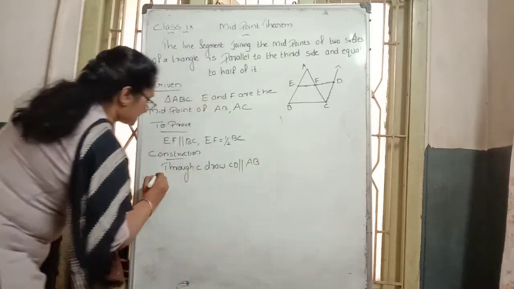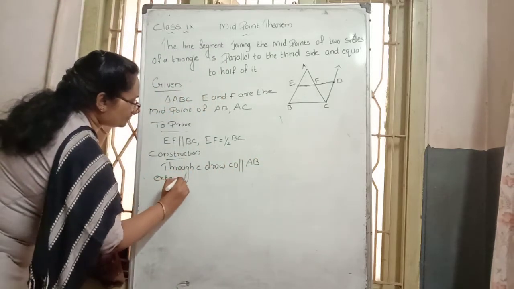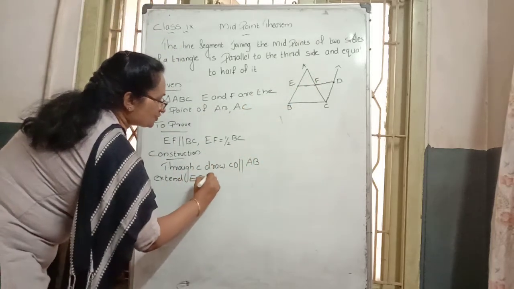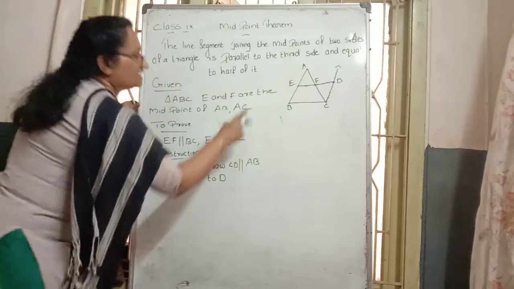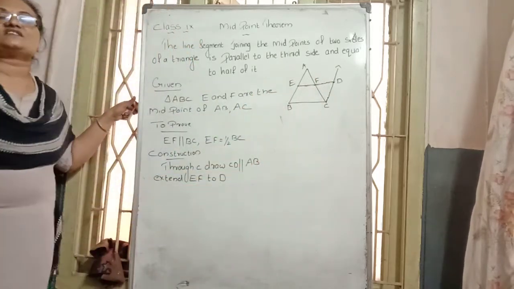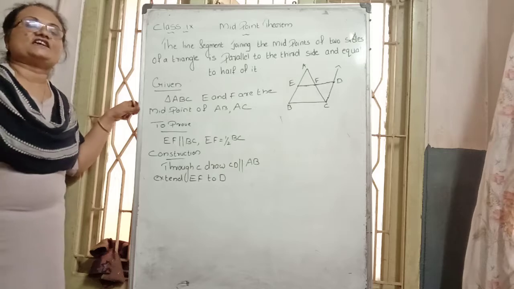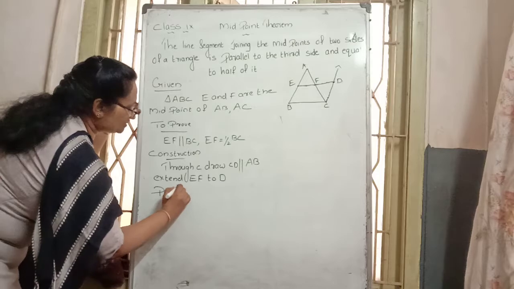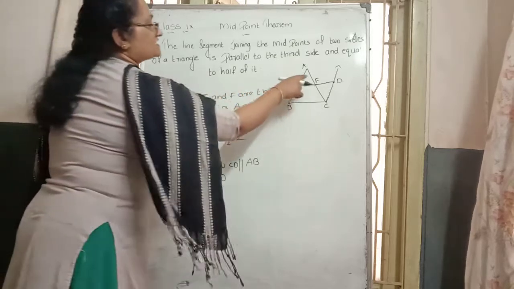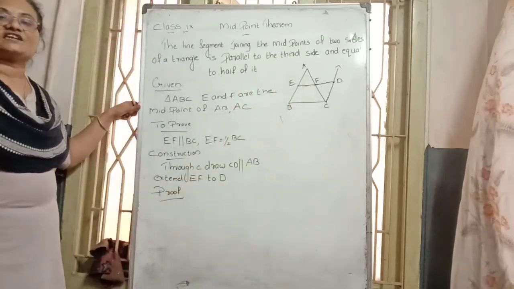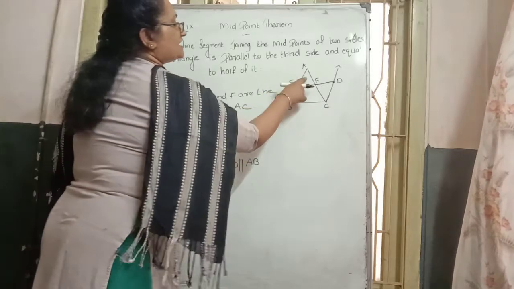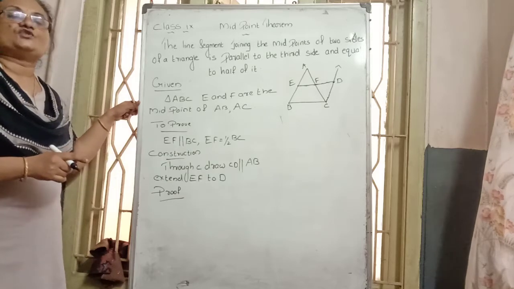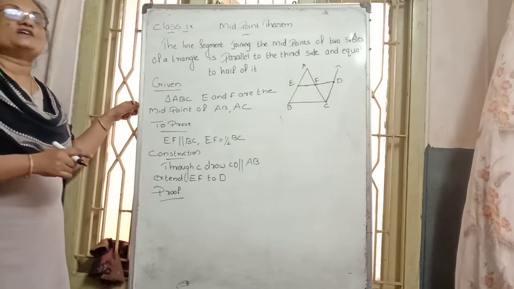Then extend the EF line to which point? Point D. The EF line is extended outside and intersects CD at point D. Now the proof. First of all, we consider two triangles, AEF and CFD, and we want to prove that they are congruent.